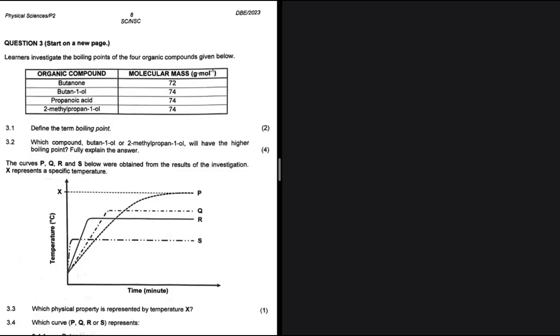And then the first question, 3.1, define the term boiling point. It is the temperature at which the vapor pressure is equal to the atmospheric pressure. That's what we refer to as the boiling point, right? It is not the temperature where liquid turns into gas. No. We don't say that anymore.